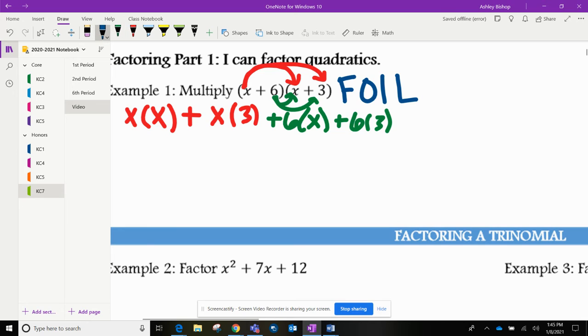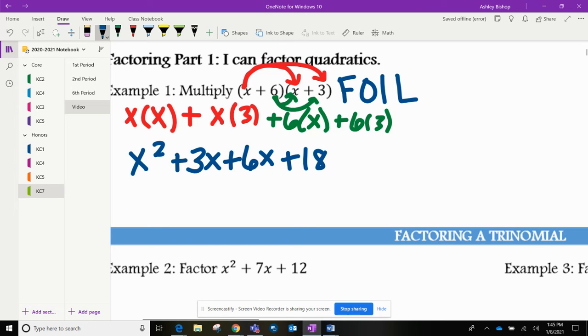x times x is equal to x squared. You need to know that. x times x is equal to x squared. x times 3, those are not like terms, so I can't combine them. So I am just going to write them next to each other. So x times 3 is just equal to 3x. 6 times x is equal to 6x. And 6 times 3 is equal to 18.